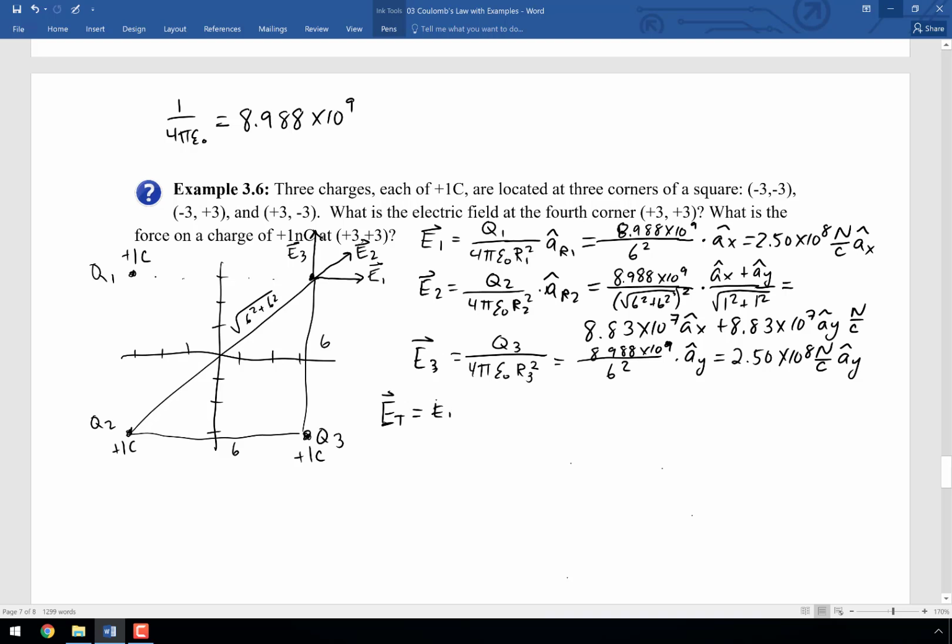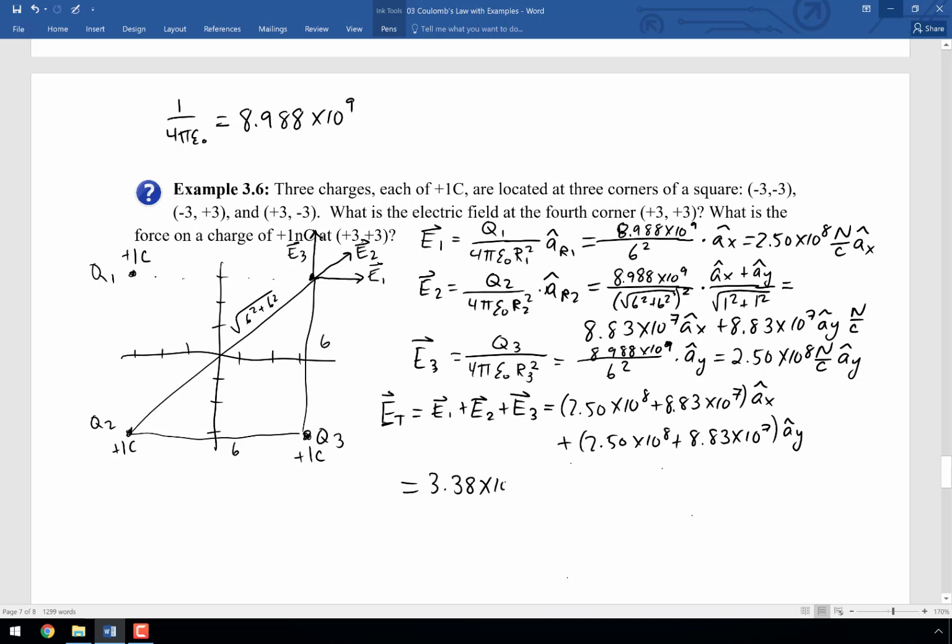E sub 3 is actually very convenient for us because E sub 3 is the same magnitude as E sub 1. Just consider that it's still Q3 in this case, over 4 pi epsilon 0 r sub 3 squared, which in this case is 8.988 times 10 to the 9th, divided by just 6 squared, and now it's in the a sub y direction. If you plug that into your calculator, or you could just recognize it, this is equal to the same quantity, 2.50 times 10 to the 8th newtons per coulomb in the a sub y direction.